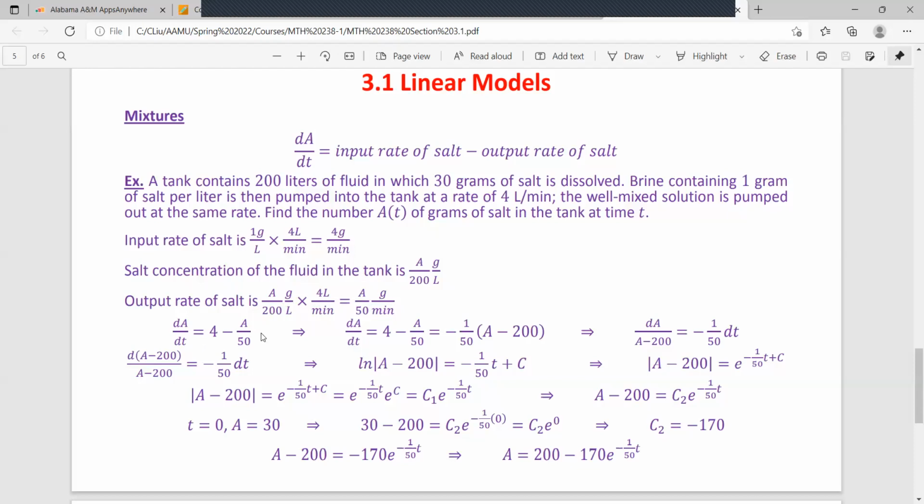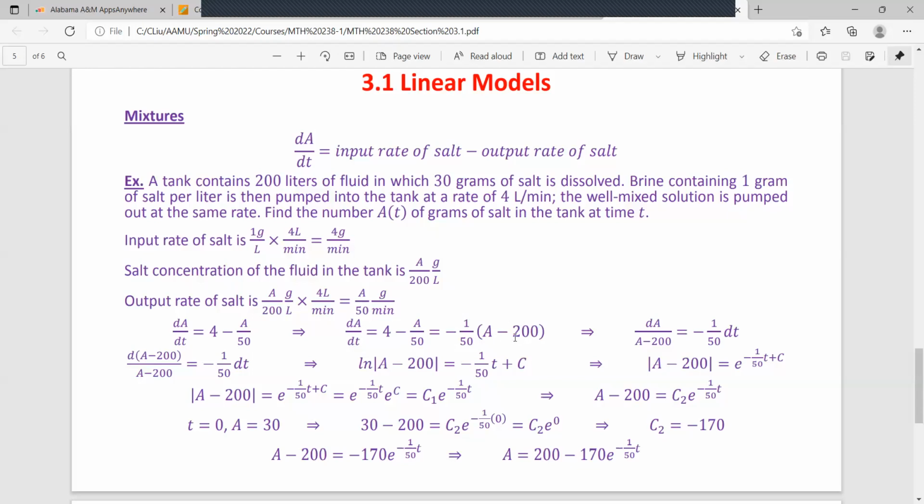So then you can solve this problem in different ways. You can solve it using the technique of first order linear differential equations, or you can do it by separating variables like we did here. So for example, you can factor out -1 over 50 from the right hand side to rewrite the equation as dA over dt equals -1 over 50 times (A minus 200).